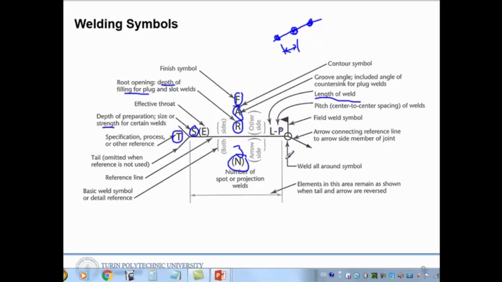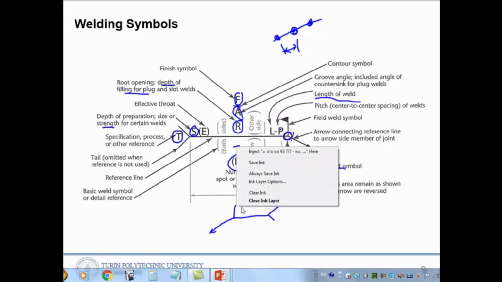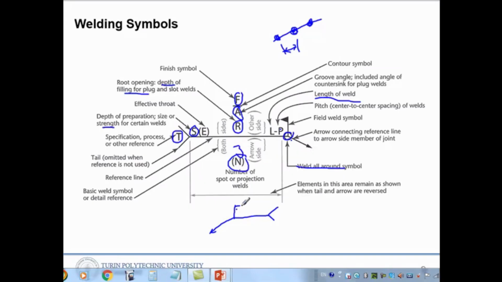And okay, this round means weld all around symbol. This might be on a different side, it might be something like this also. It doesn't matter, same thing. Here is the field weld symbol, and you can write the values. So, all these values there.